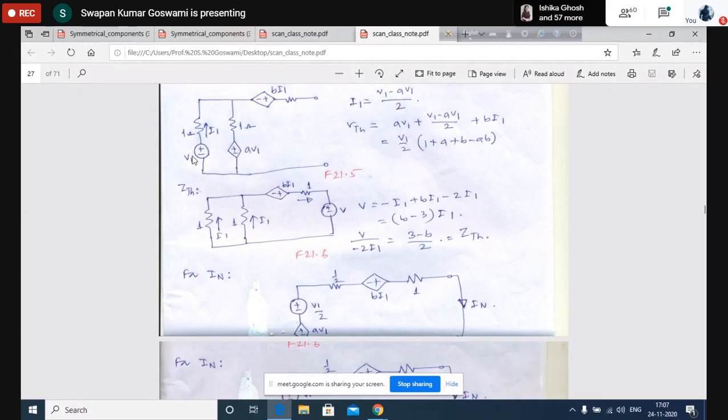So let us do it. Okay, this calculation is shown considering this branch and this voltage. Let us calculate the Thevenin voltage considering this branch and this one. Then what will it be? It will be V1.